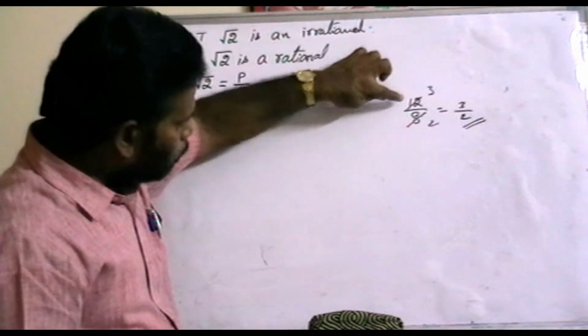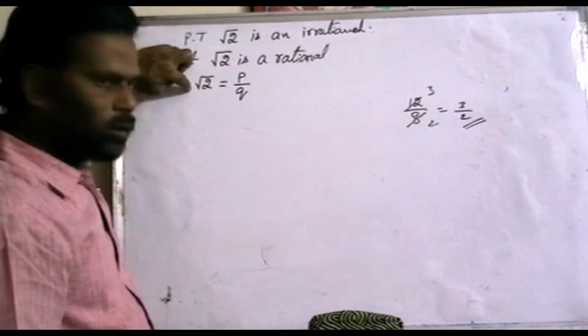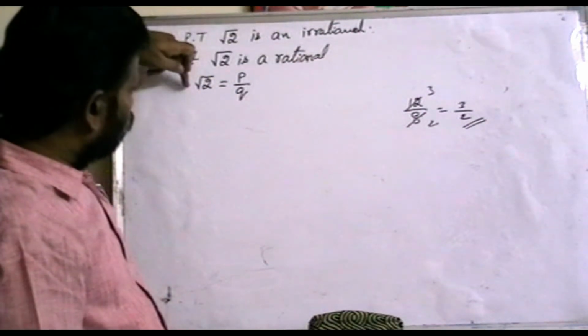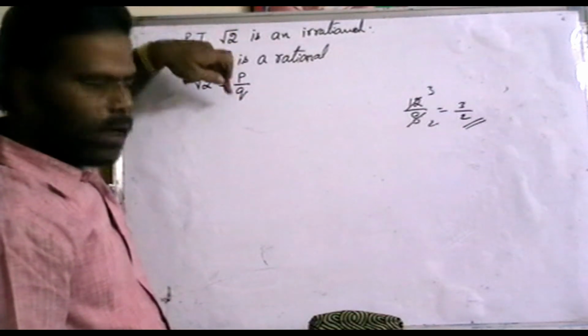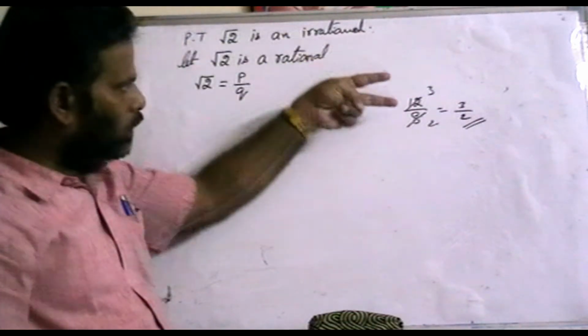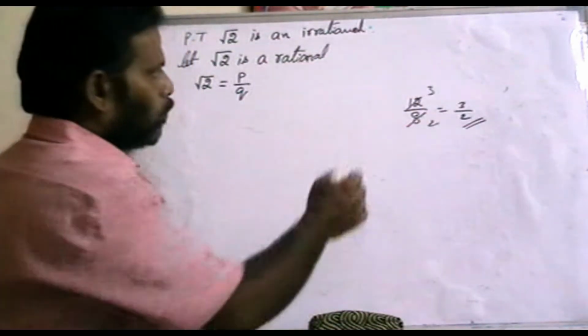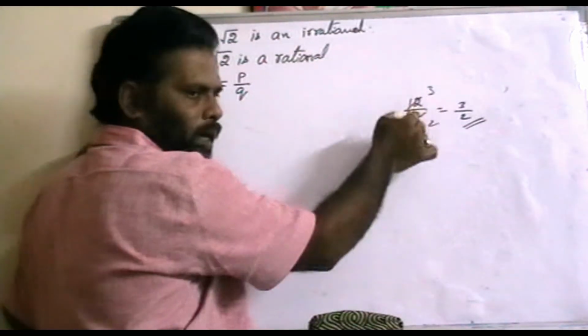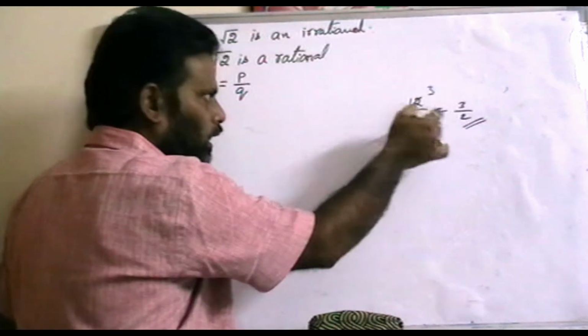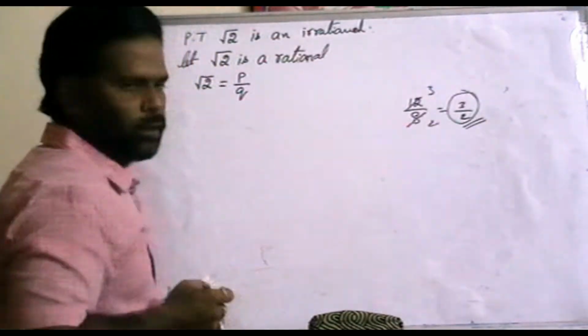That means if root 2 is a rational number, then we can write root 2 in the form of p by q. In that numerator and denominator p by q, if there is any common factor other than 1, then divide both the numerator and denominator by that common factor. After simplification we will get a simpler fraction.